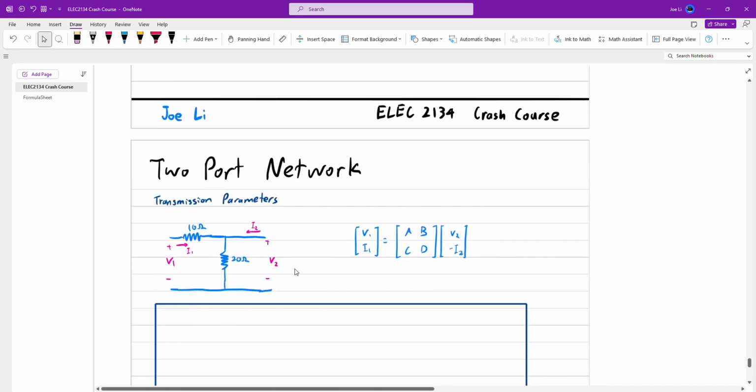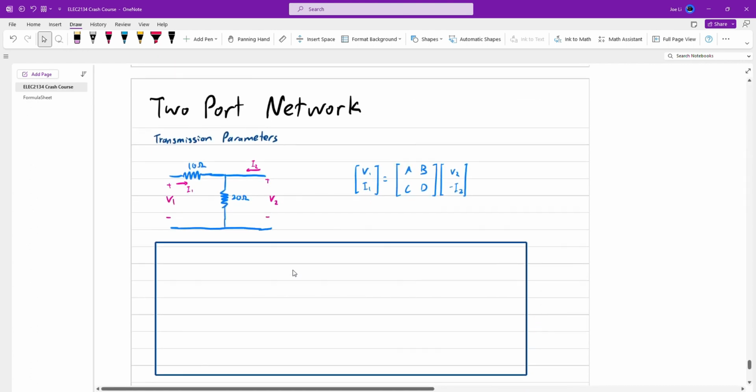Now finally, transmission parameter. I left this pretty simple for a reason, because we want to save time. Let me just write down the equations. V1 equals A V2 minus I2 B. I1 equals C V2 minus I2 D. We get two equations. So we let I2 equals 0 for now.